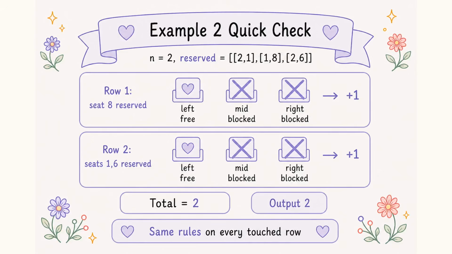Quick second example. N equals 2. Reserved, row 2 seat 1, row 1 seat 8, row 2 seat 6. Row 1, left free, right blocked, plus 1. Row 2, left free, right blocked, plus 1. Total 2. Same greedy rules on every touched row.